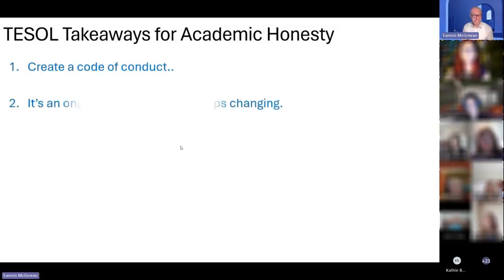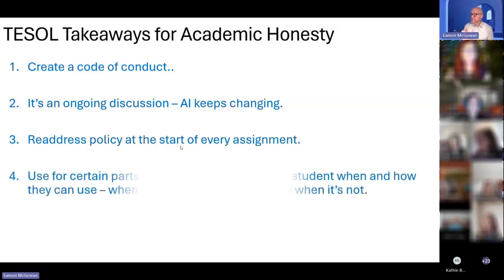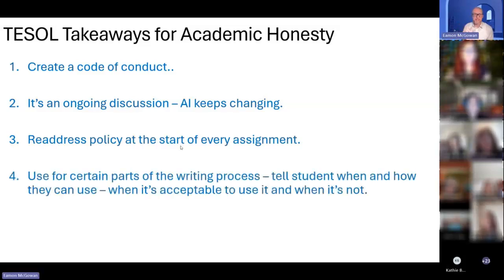Create a code of conduct for your class. Ongoing discussion, AI is always changing. Every time you do a new assignment, you need to readdress the policy. And most schools are only using it for a very specific part of the writing process, right? Not for the whole writing process, maybe just one aspect of it.